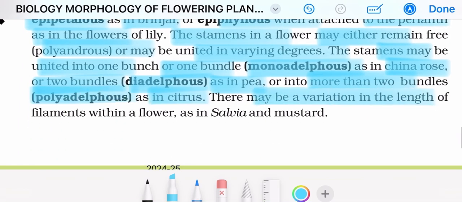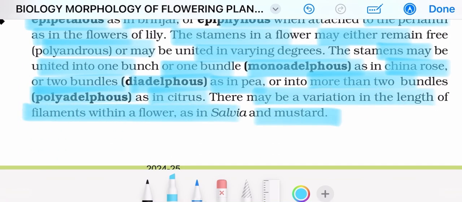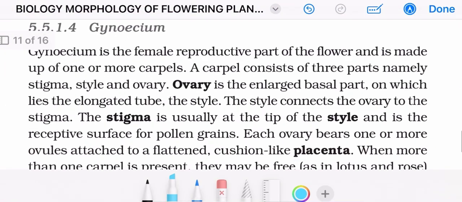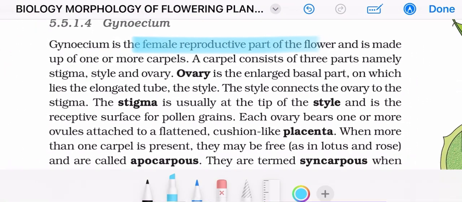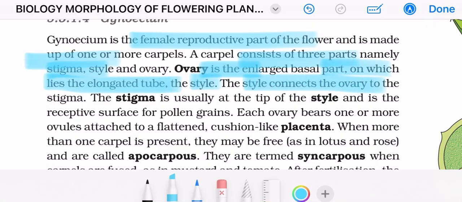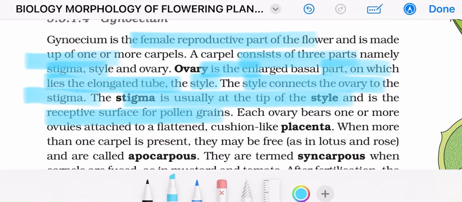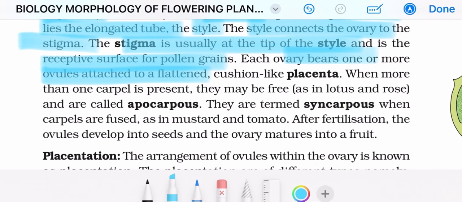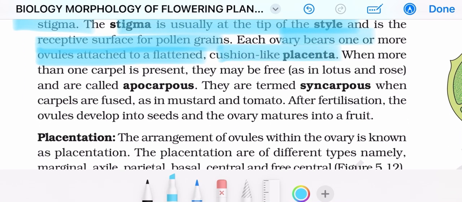There are many variations in the length of filaments within a flower, as in salvia and mustard. Gynoecium. Gynoecium is the female reproductive part of the flower and is made up of one or more carpels. The carpel consists of 3 parts, namely stigma, style, and ovary. The ovary is an enlarged basal part on which lies an elongated tube, the style. The style connects the ovary to the stigma. The stigma is usually at the tip of the style and is the receptive surface for pollen grains. Each ovary bears one or more ovules attached to a flattened, cushion-like placenta.